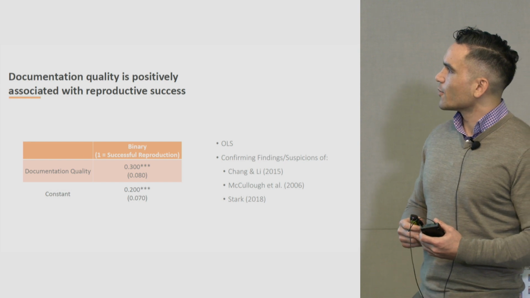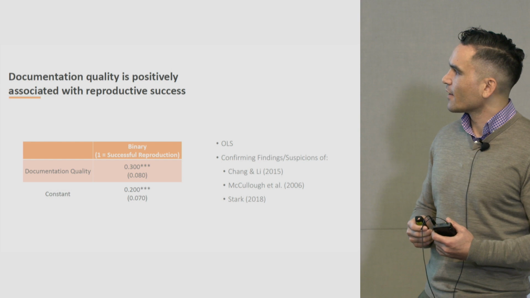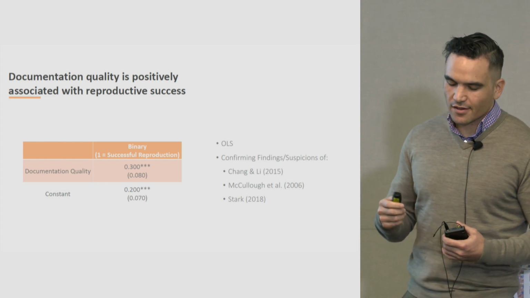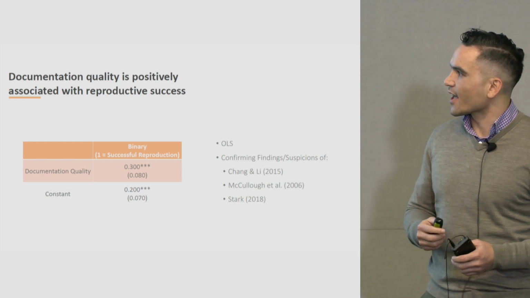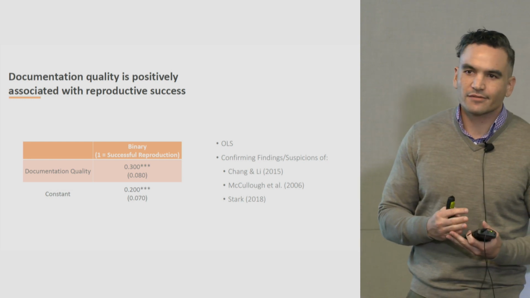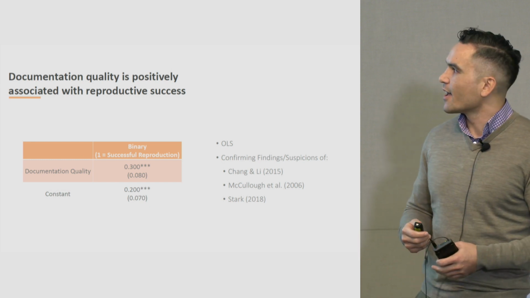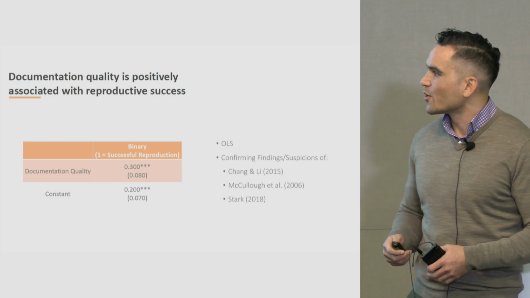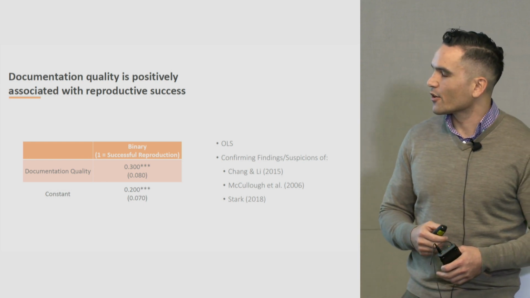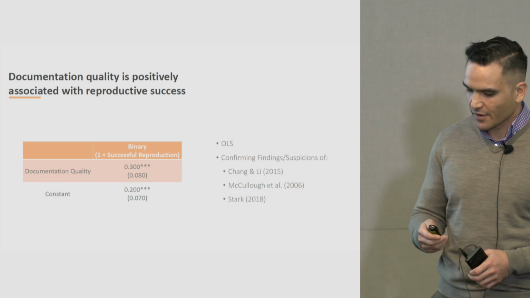There's an understanding in the literature that documentation is really important. It's not enough to just submit your code, but you need to tell people how to run it. And our results really support that. So when there was good documentation quality, it was associated with a higher success rate in replication.